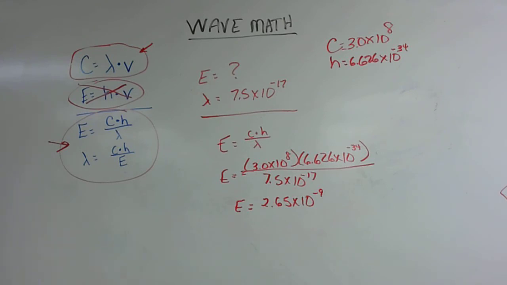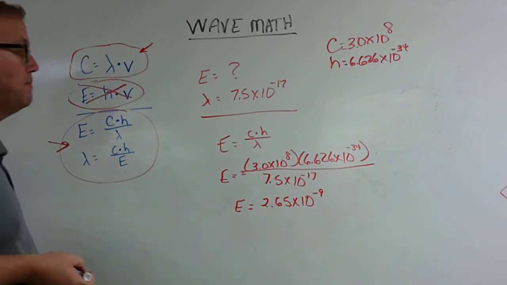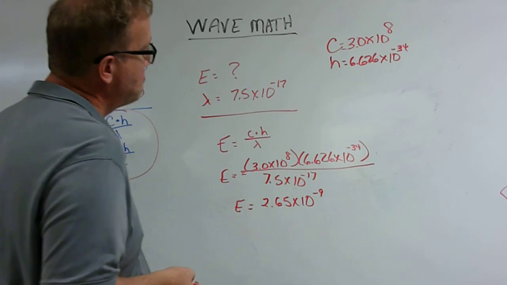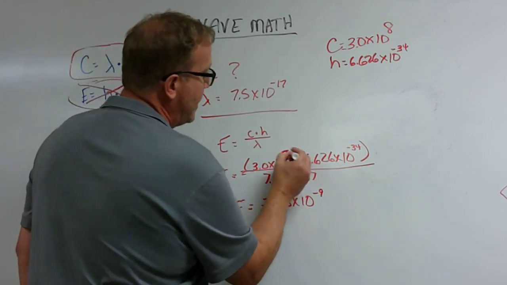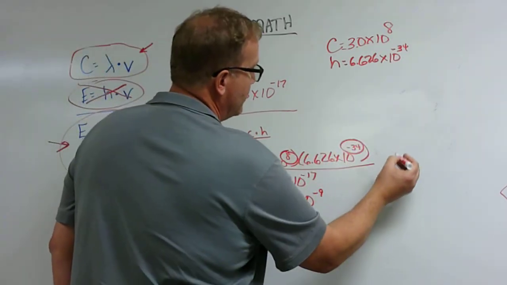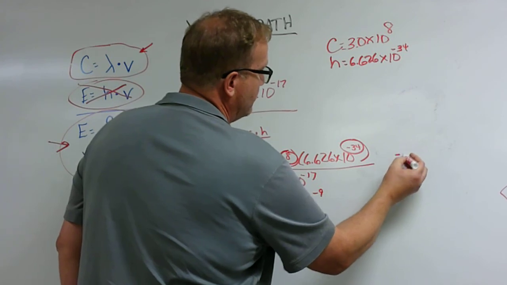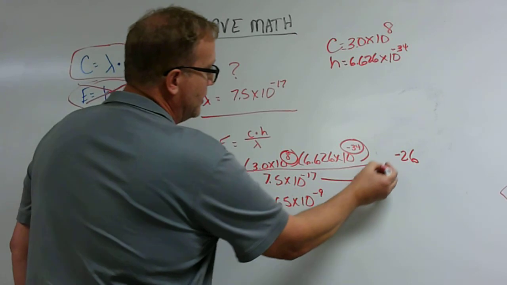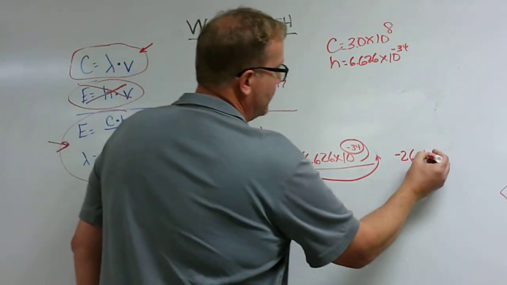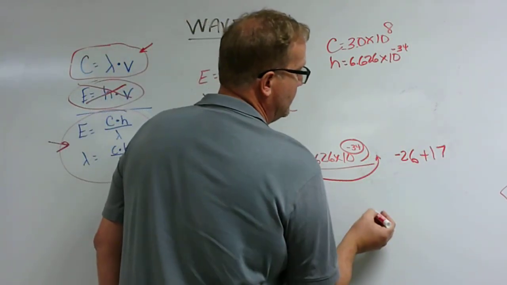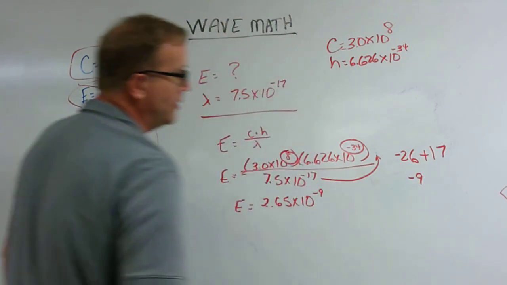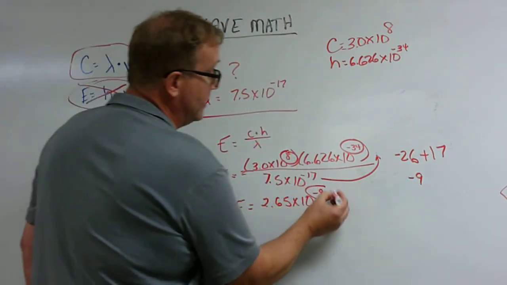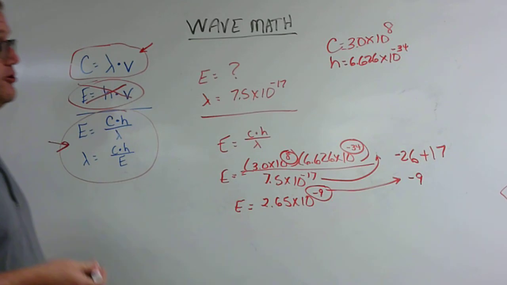If you're again looking at the exponent part, when I add these two together, it comes out as a negative 26. I flip this thing up to the top, it becomes a positive 17, and you're going to notice my exponent's going to be a negative 9, and those match up.